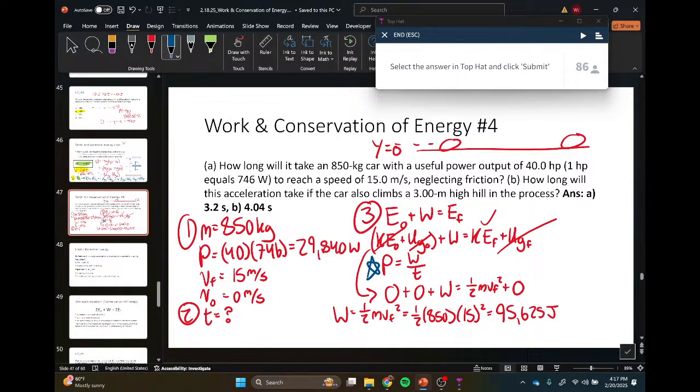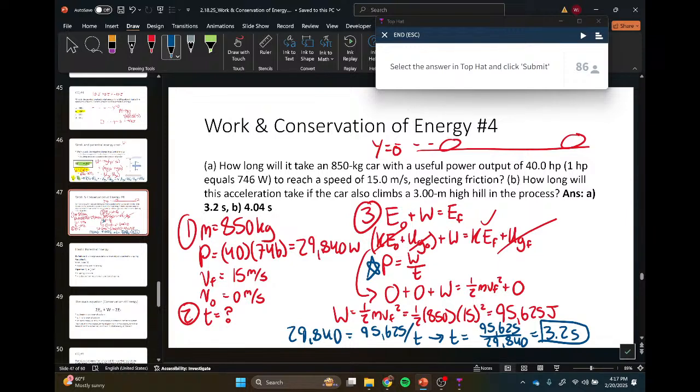Power equals work over time. So 29,840 equals my work, which is 95,625 over time. If you rearrange this, you're going to get that time equals 95,625 divided by 29,840. And yeah, that'll come out to 3.2 seconds. So that's part A. Part B, you go through the exact same process. The only thing that changes is now my car is going to go up a hill at the end.